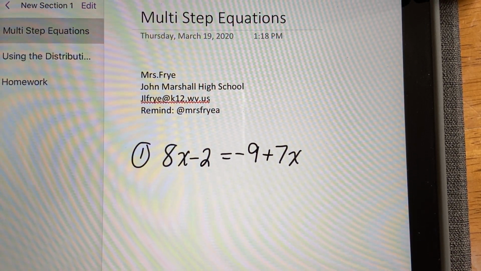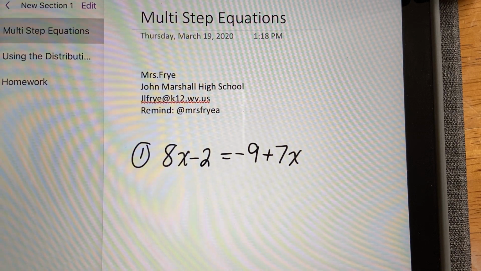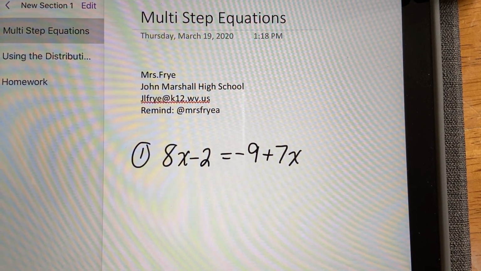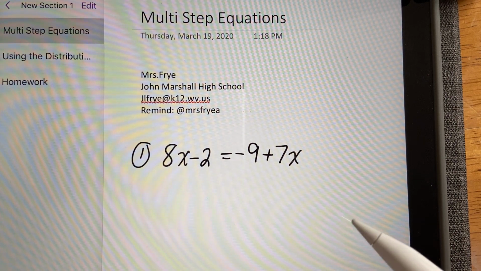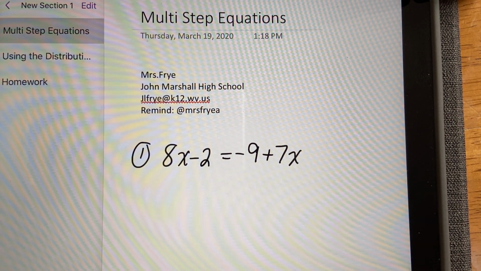Now, to start out today, we're going to learn about multi-step equations. These equations could have variables on both sides, or they could also include parentheses. So let's get started. The first problem, you can see there's an x on both sides of the equal sign, which makes this a multi-step equation.